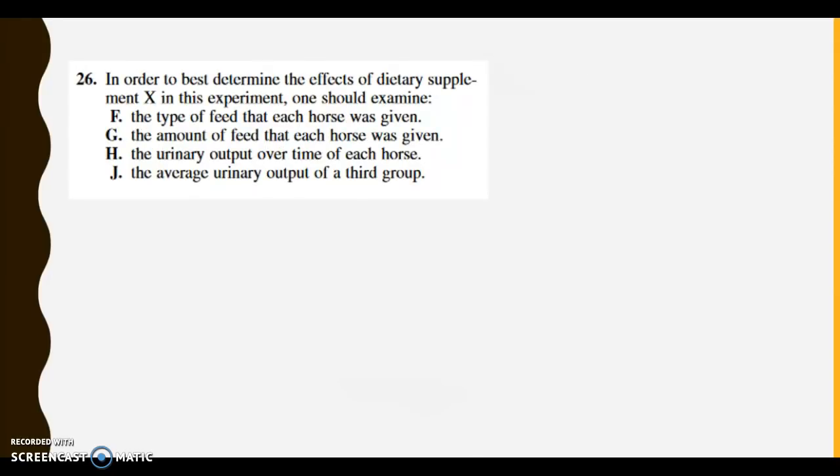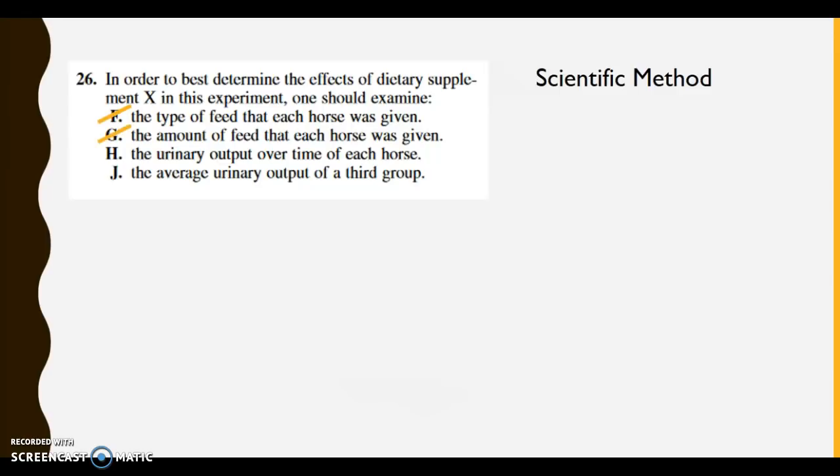Question 26. In order to best determine the effects of dietary supplement X in this experiment, one should examine what? This is a scientific method question. Again, we're going to go through each answer choice and go through this by process of elimination. So, answer choice F, the type of feed that each horse was given. We don't need to look at this because in our experiment, we were told that all of the horses are receiving the same type of food and the same amount of food. So that won't help us. G, the amount of feed that each horse was given. Again, they're receiving the same type and the same amount, so that also won't help us.